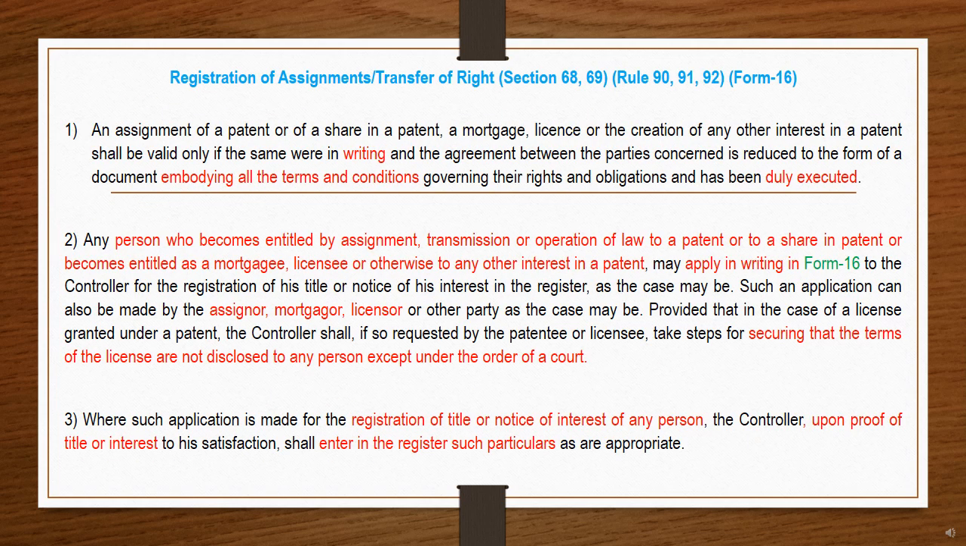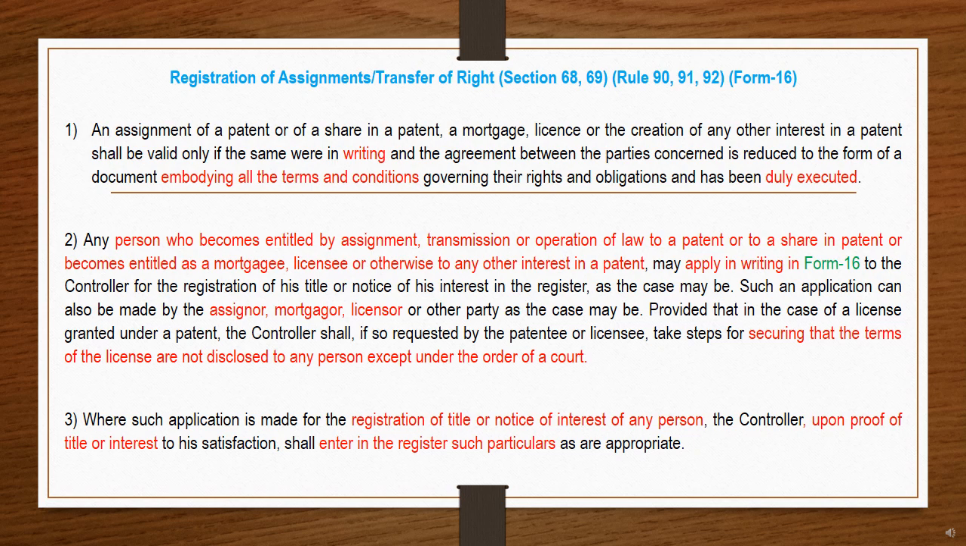Next, section number 68 and 69, which is registration of assignments or transfer of rights. Rule number 90, 91, 92 and form number 16. In that, first one is validity of assignment. An assignment of a patent or a share in patent, a mortgage, license or any other interest in a patent is valid only if it is in writing. And second one, the agreement between the parties is documented, covering all the terms and conditions. And third one, it is properly executed.